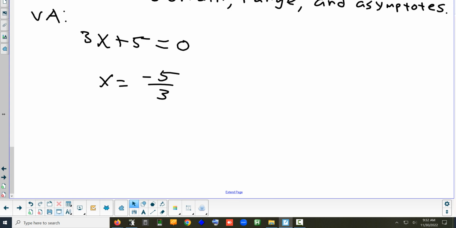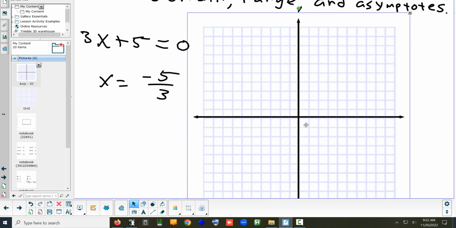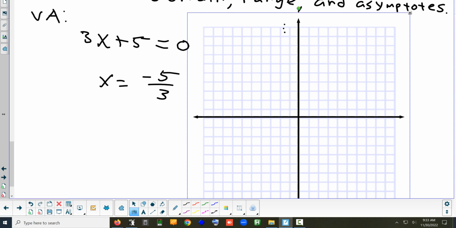Which, as a decimal, I kind of need to know if I'm graphing it. What's -5/3? Roughly -1.6 repeating. So about a little more than -1.5. So when we draw our graph, we'll put a line a little bit past -1.5. Alright, so let's put that. It doesn't have to be perfect, it's about -1.6 repeating. So now the graph is either going to curve to the right or it's going to curve to the left. One of those two.